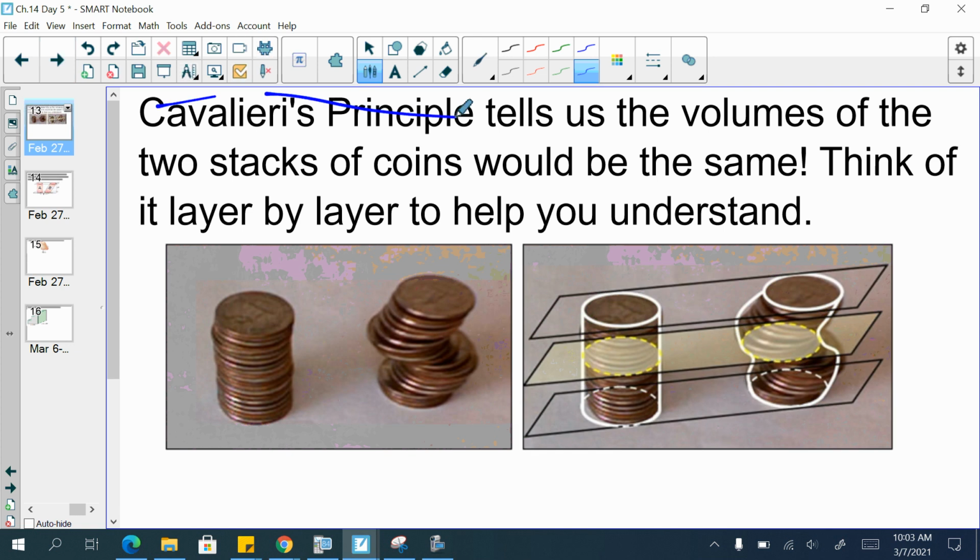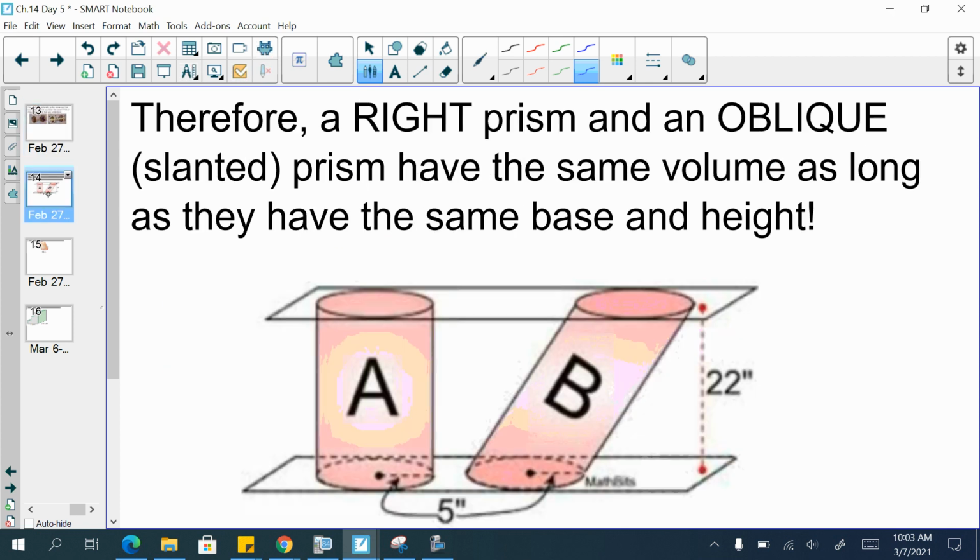You don't need to know the name of this, okay? But it tells us that the volumes would be the same. It helps to think about it layer by layer. Again, you have the same number of coins, so it's going to be the same volume. So then this is just saying if you have a right prism, which means one that's perpendicular to the ground, versus one that's slanted at a different angle, we call that an oblique prism.